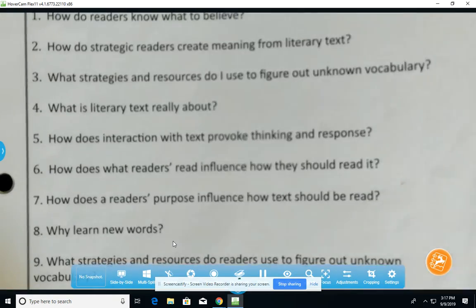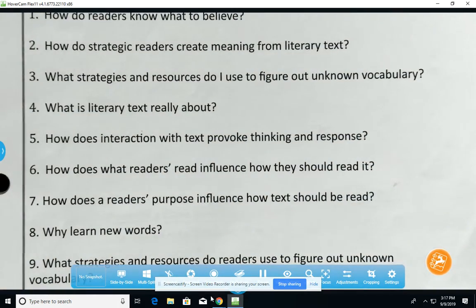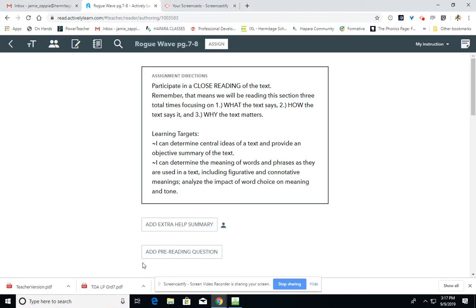As we look at these essential questions, we are going to be participating in a close reading of another section from Rogue Wave. This section is found on page 7 and 8. With close reading, as we've talked about before, it's focusing specifically on finding answers to key things as you read the text 3 different times. The first thing you focus in on is what the text says. The second thing we focus in on is how the text says it. And the third thing we focus in on is why the text matters.